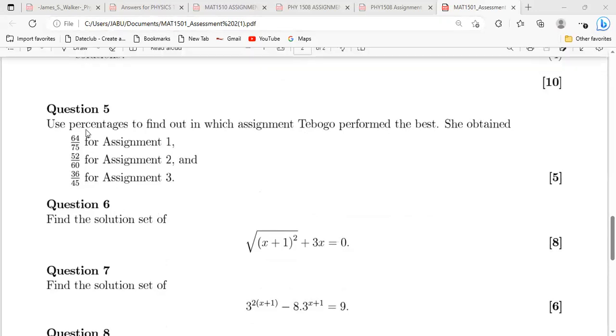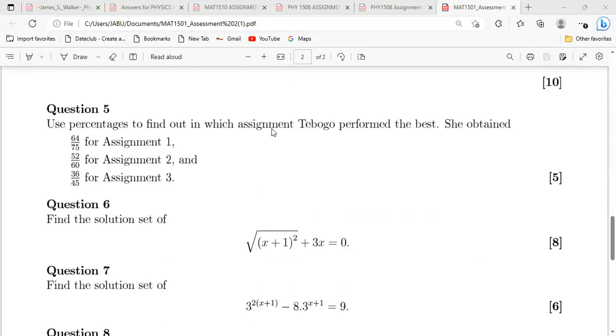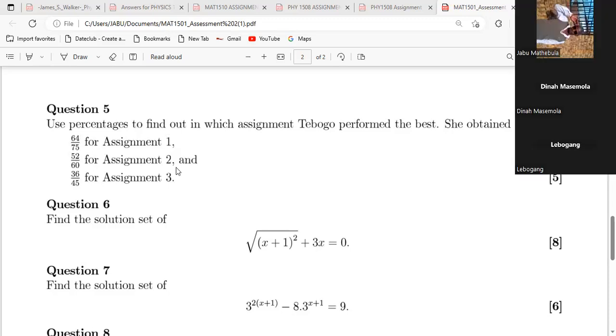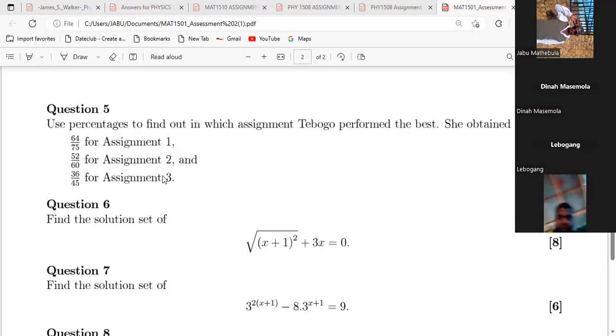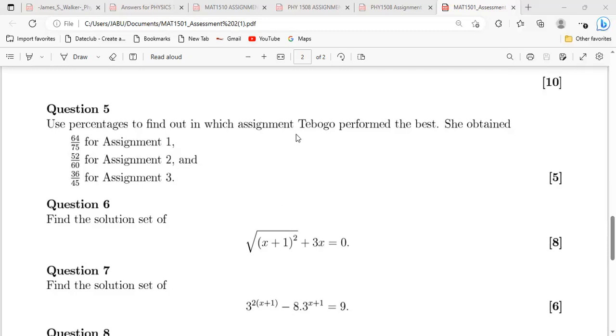All right. Use percentages to find out in which assignment Debuho performed the best. She obtained 64 over 75 for assignment 1, 52 over 60 for assignment 2, and 36 over 45 for assignment 3. So we want to know in which she performed best. All right, so let's do that.